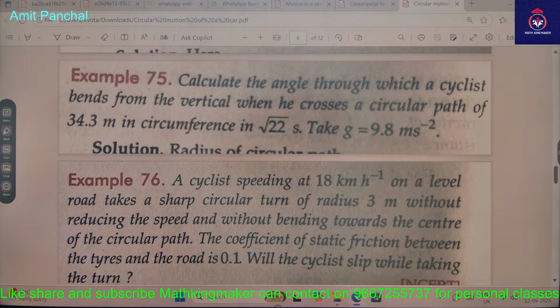Calculate the actual theoretical cycle of events from the vertical limit versus a circular path of 34.3 meter circumference. And if you forget a formula in exams, then I told you how to derive it.